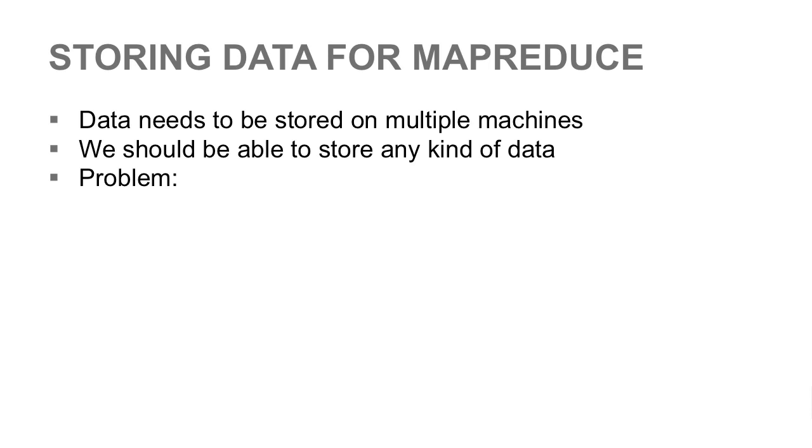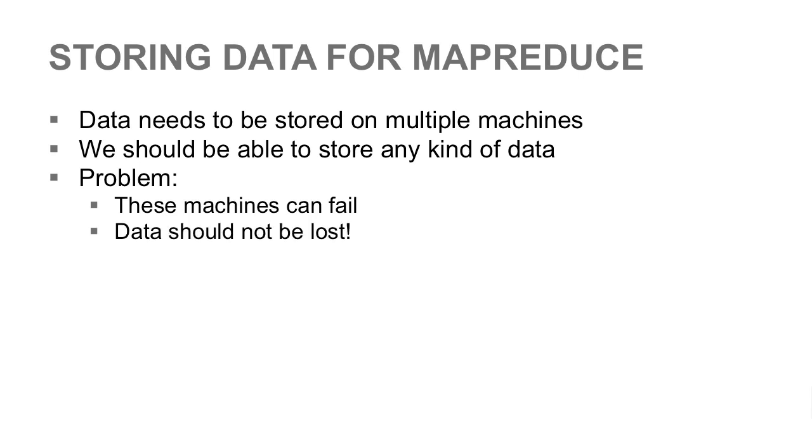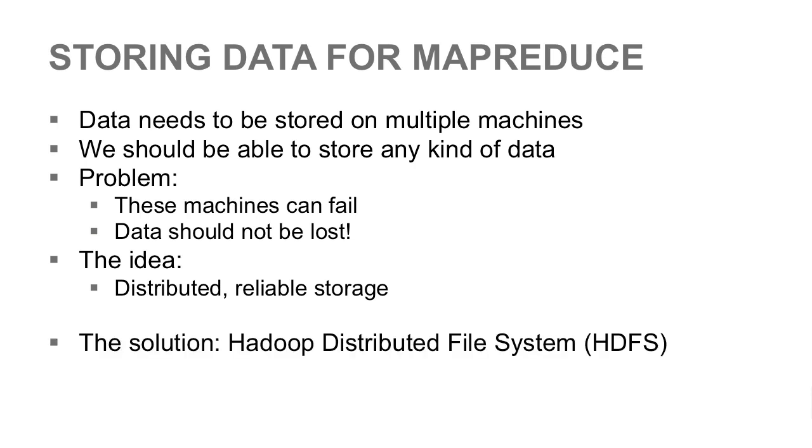And here we have one problem. As we are running on a cluster with many machines, there is quite a bit of likelihood that at some point one of these machines is going to die. And if a machine dies, we don't want to lose the data. So one of the critical parts of the Hadoop solution is how do we store the data on multiple machines without encountering loss of data if something dies. The idea that we have is to create a distributed, reliable storage. The question is, how would we do that? The solution for that is the Hadoop distributed file system, and we will see now how it works.